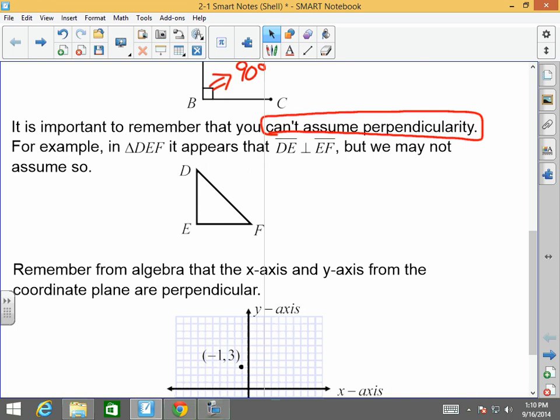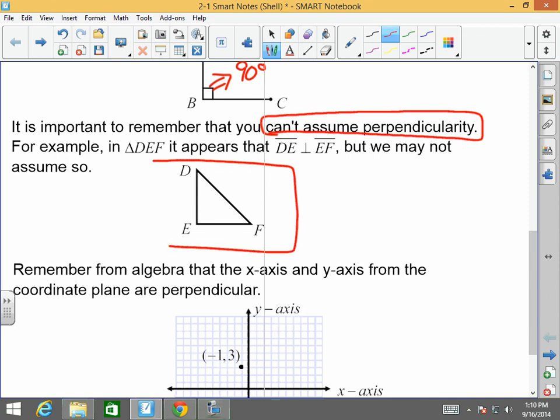If I give you this triangle with no symbols, and I don't tell you that DE is perpendicular to EF, you cannot assume anything about this triangle. The only thing you know is that this triangle is made up of segments DE, EF, and DF. That's all you can assume. You cannot assume anything about the angles, and for sure you cannot assume that it's 90.